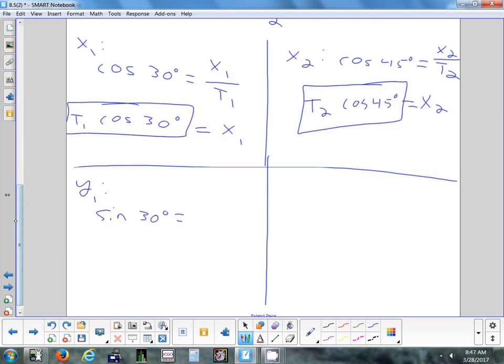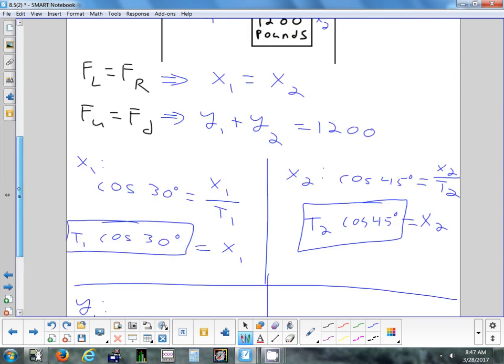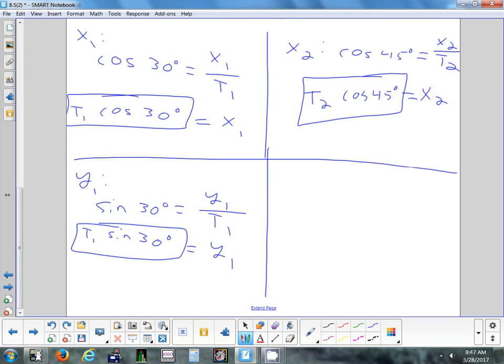y1 over t1. Yep, so y1 equals t1 sine 30. And y2 is going to be t2 sine 45. Yeah. So y2 is t2 sine 45.